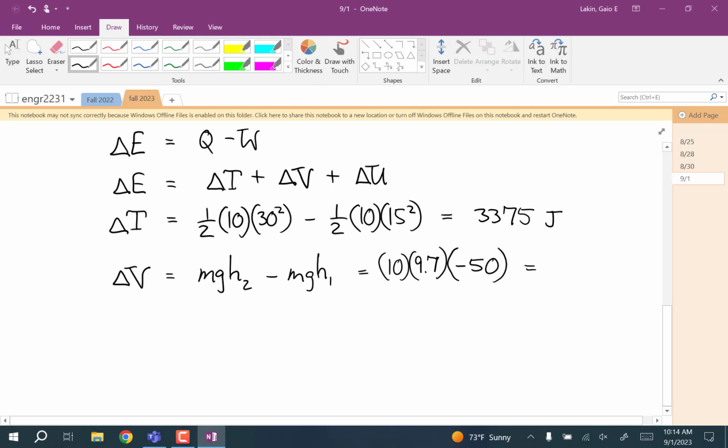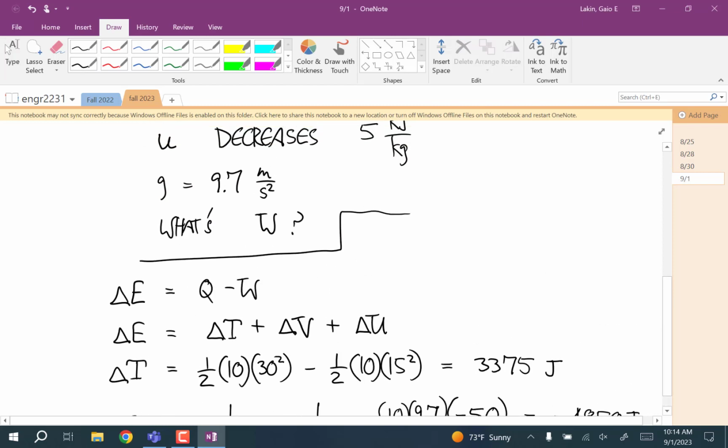So we have 500 times. Can someone tell me what negative 500 times 9.7 is? Negative 4,850. 4,850 joules. Okay, we're getting there.